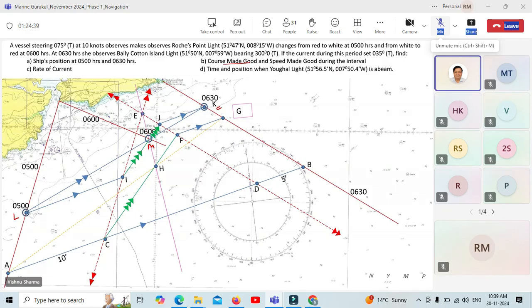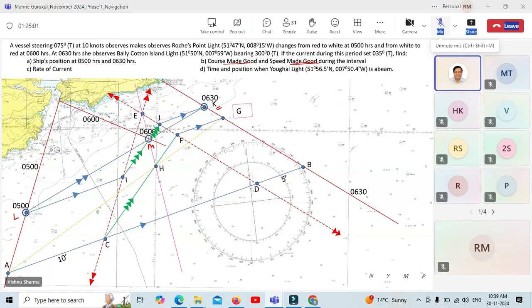If you don't have time, you can measure LM. That is for 1 hour, so that will directly be the speed made good. Or if you want to iron out the errors, you can measure LK. That is the distance made good in 1.5 hours. You can divide that by 1.5 and you'll get the speed made good. Is that clear, beta? Am I right?